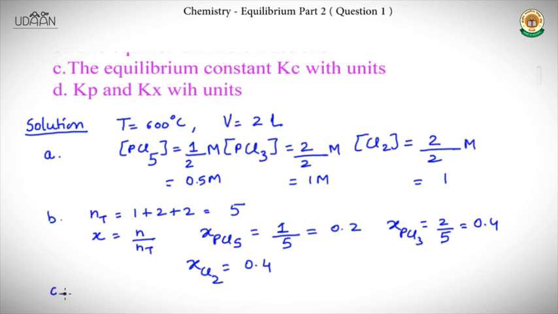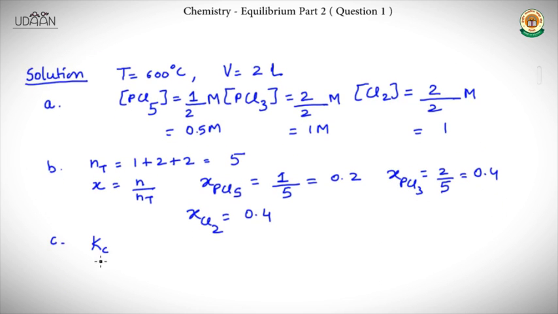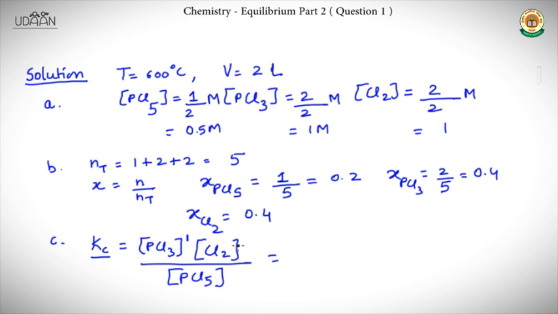For part C, we need to find Kc with the appropriate units. We know that Kc will be the concentration of PCl3 into the concentration of Cl2 upon the concentration of PCl5, each raised to its stoichiometric coefficient, which is 1. Kc is in terms of concentration. We know the concentrations of all the reactants and products. The concentration of PCl3 is 1, for Cl2 it is 1 again, and for PCl5 it is 0.5. So we get Kc as 2.